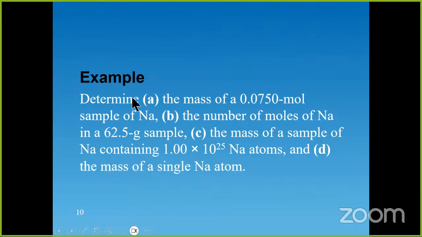And now we're going to look at D, which says the mass of a single sodium atom. That's interesting. So how do you propose we tackle this one? One atom of sodium, and we need to find the mass in grams. So how would you tackle this one?